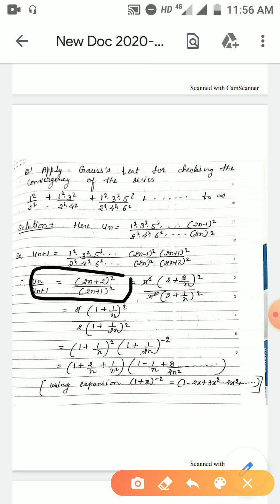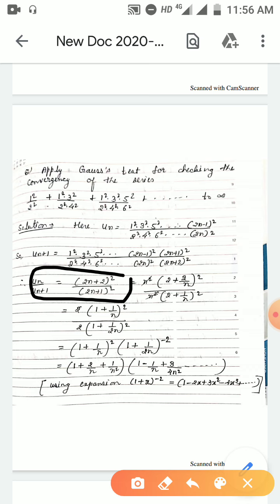So taking n² common from numerator and denominator, we will get n²(2 + 2/n)² divided by n²(2 + 1/n)². Now we want to apply Gauss ratio test here, so again we will take 2 common from the numerator and denominator. Taking 2 common, we get 2(1 + 1/n)² divided by 2(1 + 1/(2n))². So this further can be written as (1 + 1/n)² × (1 + 1/(2n))^(−2).